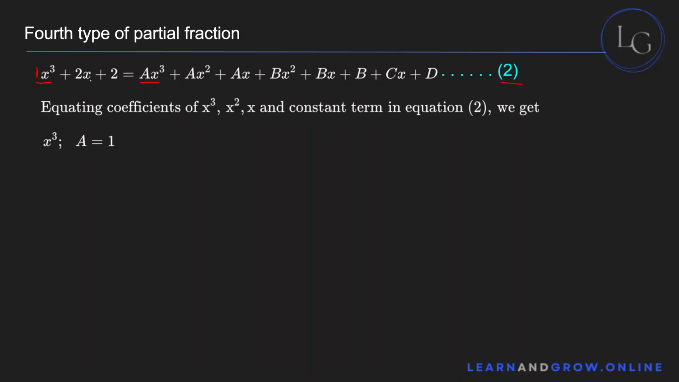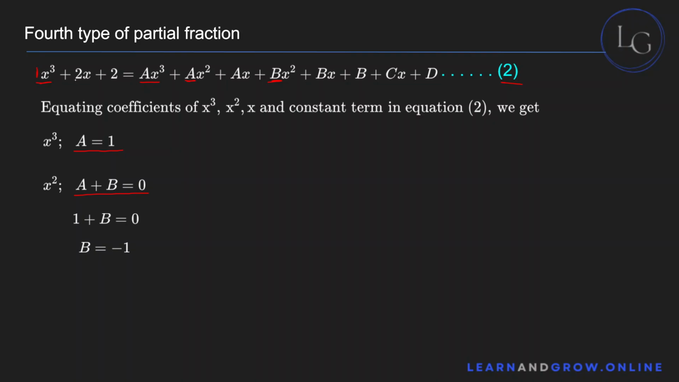Now, the coefficient of x squared on the right hand side is a plus b. So a plus b is equal to, well, there is no x squared expression on the left hand side. So that means that the coefficient of x squared on the left hand side is 0. So a plus b is equal to 0. Now, since we have the value of a already from this part here, we'll plug that in to this part, and so b will be equal to -1.